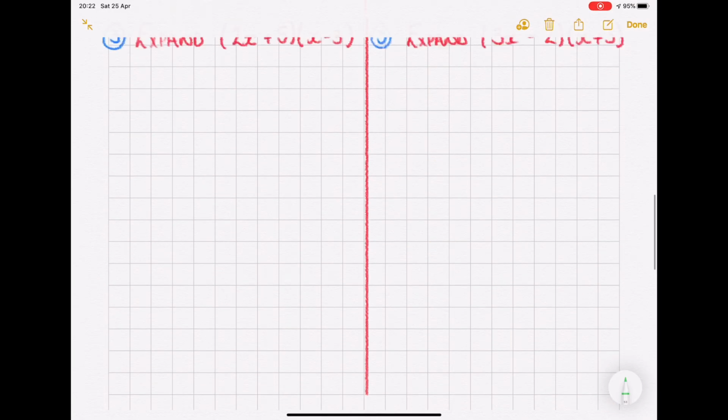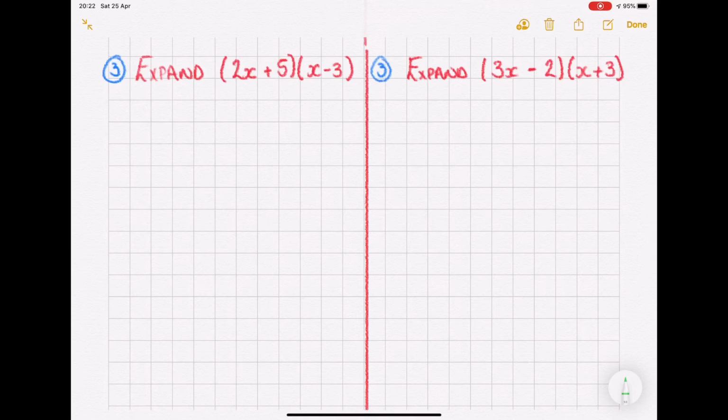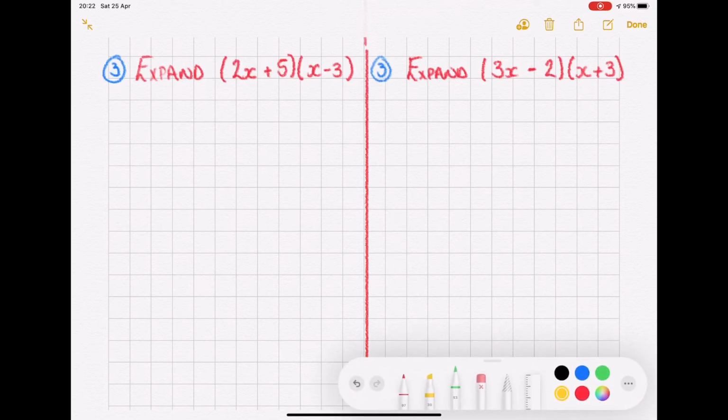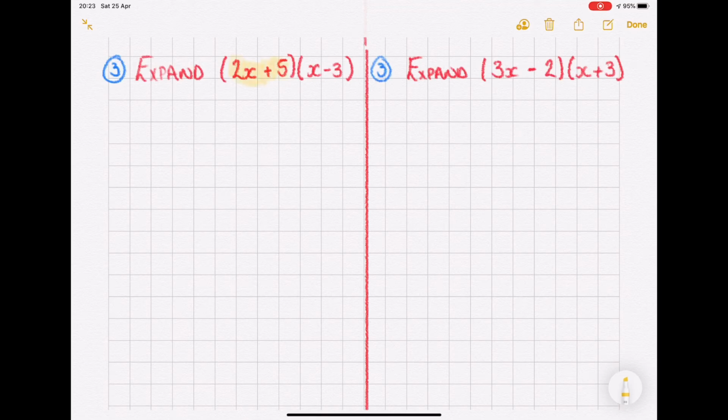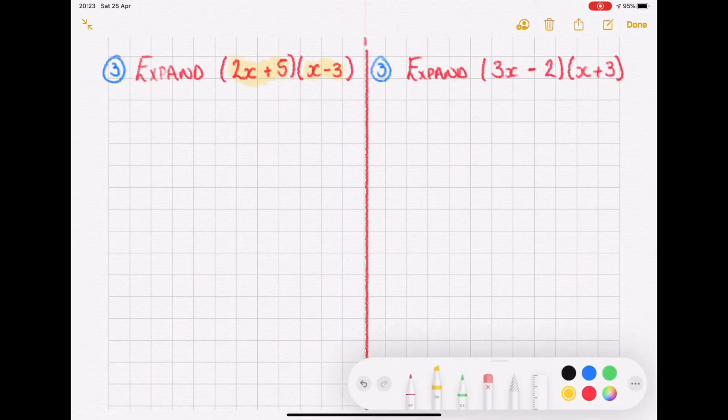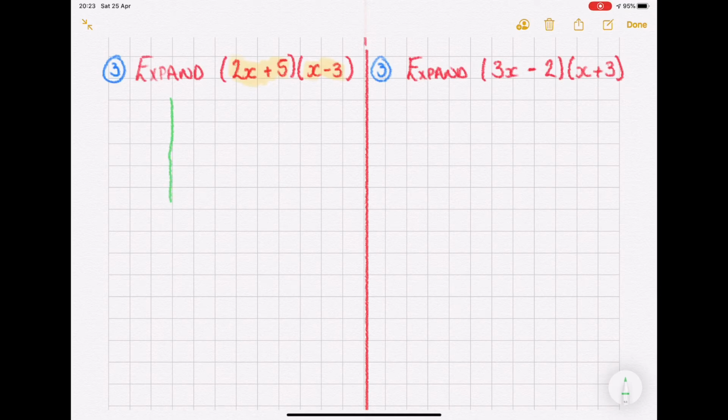And let's move on to our third and final example. So expand 2x plus 5 brackets x minus 3. So this one's slightly different because we have now a coefficient in front of the x in this bracket. It's 2x as opposed to just being x. That's no bother. Let's start things exactly the same way. So draw out our grid. Let's put our first bracket up here. So 2x plus 5 and x minus 3 over there.